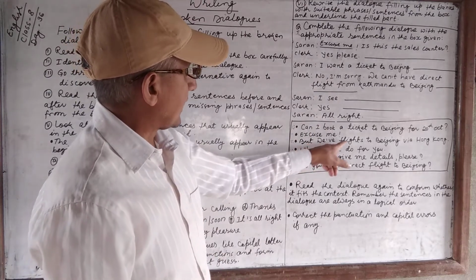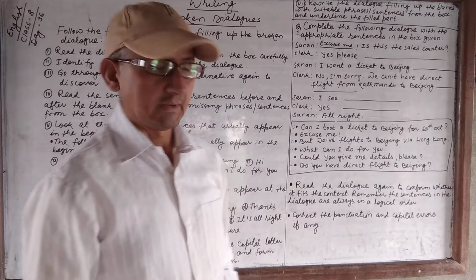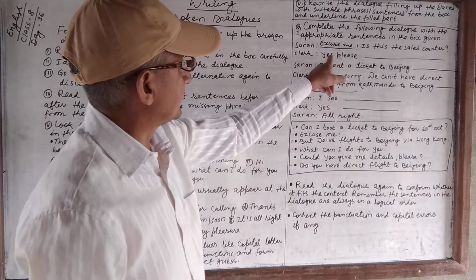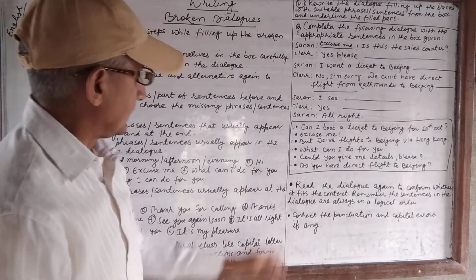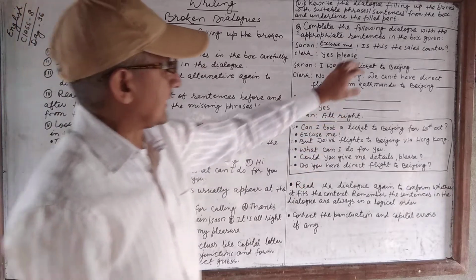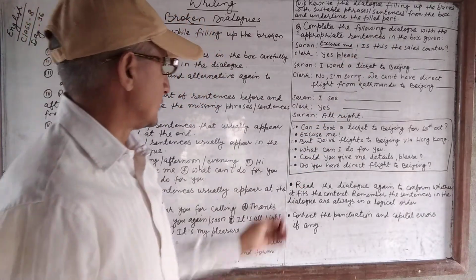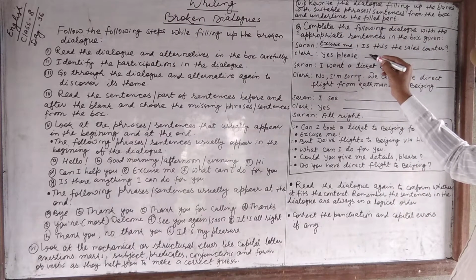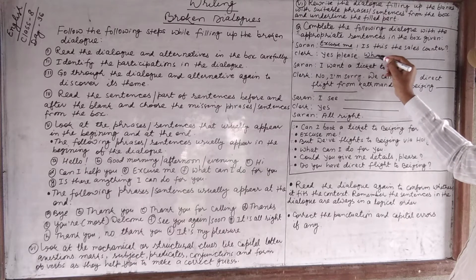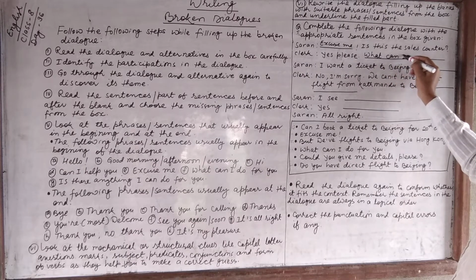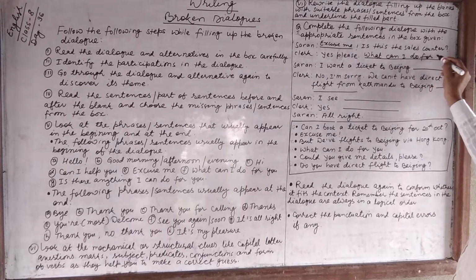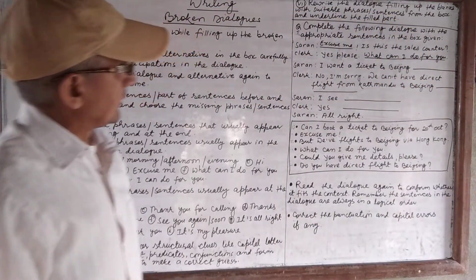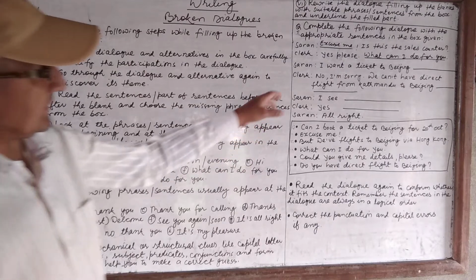Another is, but we have flight to Beijing, we are Hong Kong. This sentence is not suitable there. And what can I do for you? Yes, please. What can I do for you is the correct sentence that fit in this blank. Okay? So this what can I do for you is the correct sentence for this blank. So this is the suitable sentence for this blank.